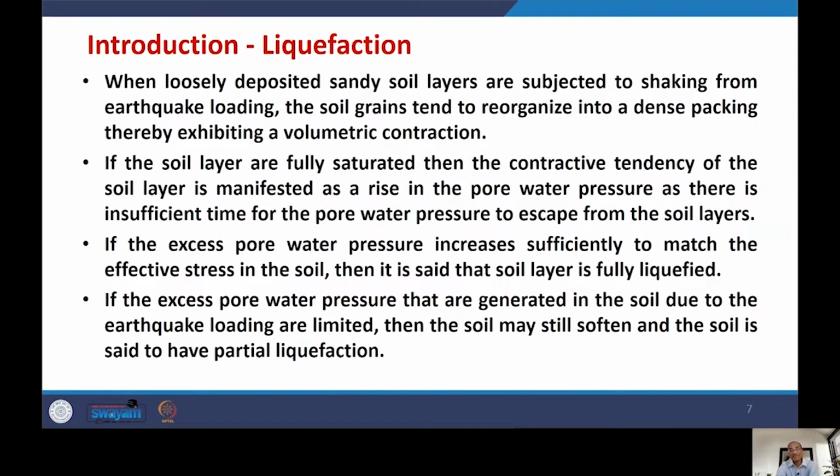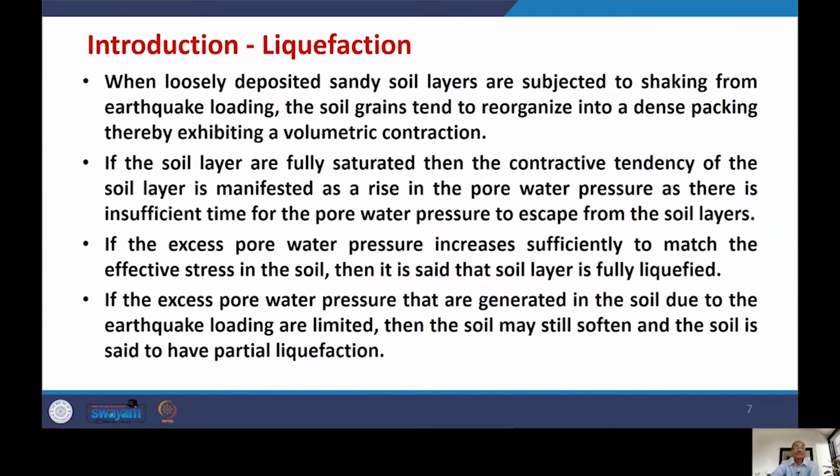We can say like this: if effective stress becomes zero due to increase in pore water pressure, then you can say it is liquefaction. However, if effective stress gets reduced due to increase in pore water pressure, but it doesn't become zero, then it is classified as partial liquefaction. So this was the background about liquefaction.